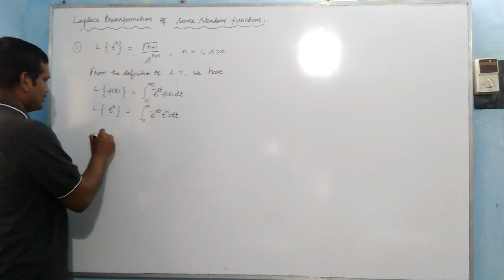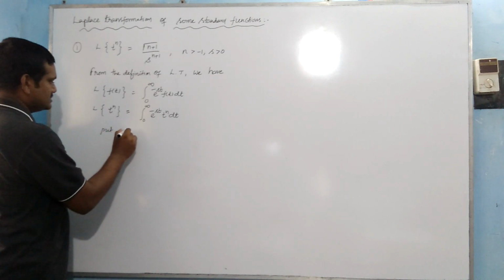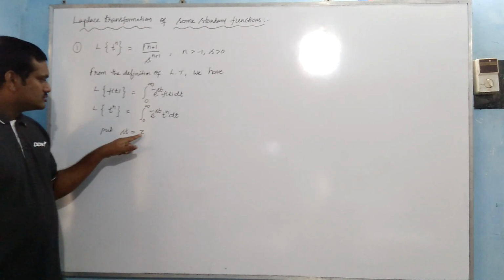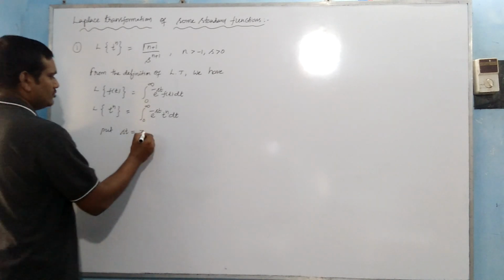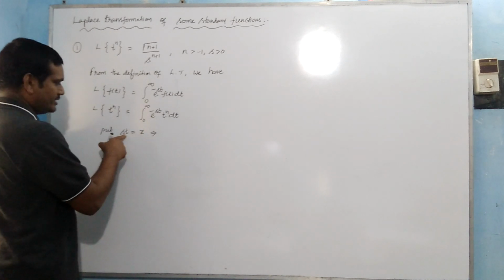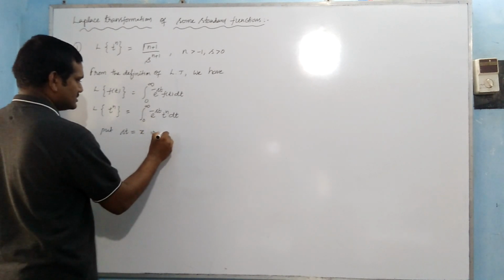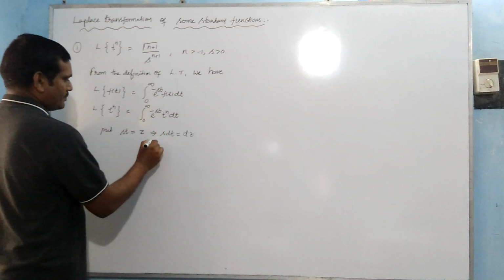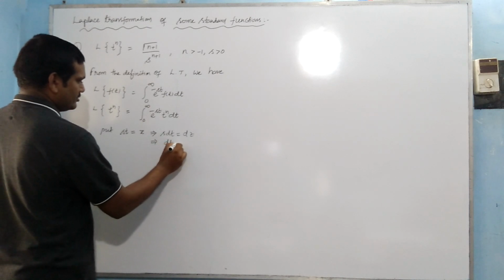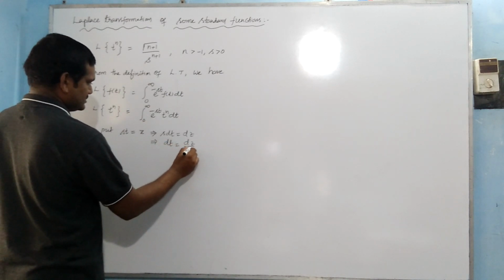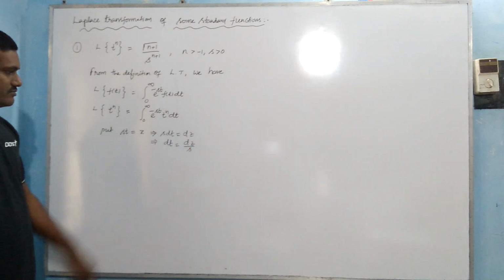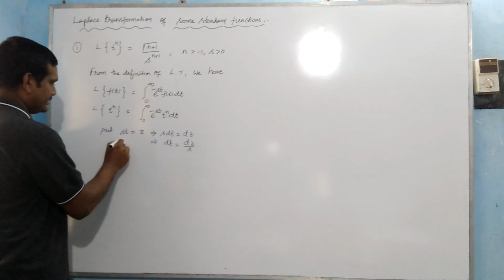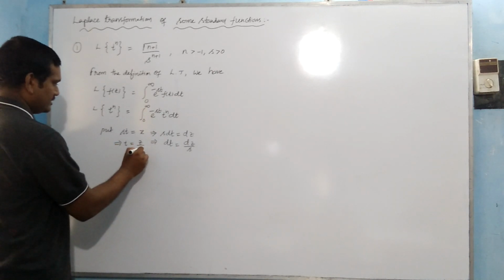Now putting st is equal to z. Here s is the parameter, so z is a function of t. Differentiating with respect to t on both sides, s into dt is equal to dz. Evaluating dt, dt is equal to dz by s. And also what about t? Then t is equal to z by s.